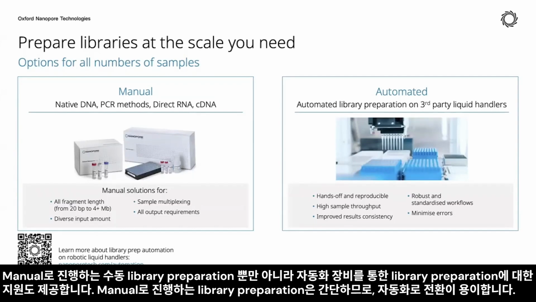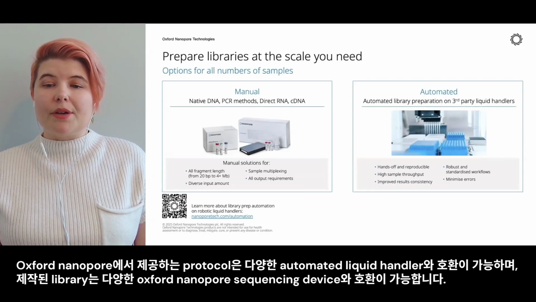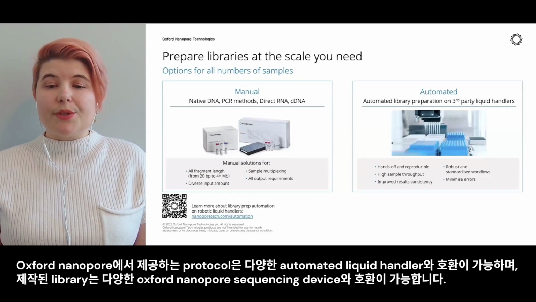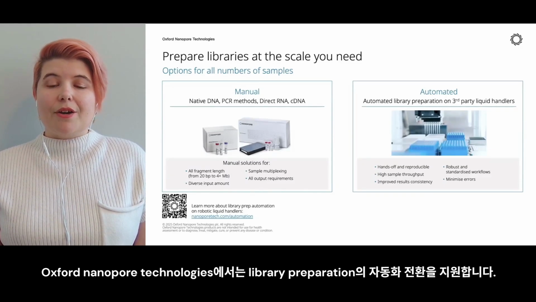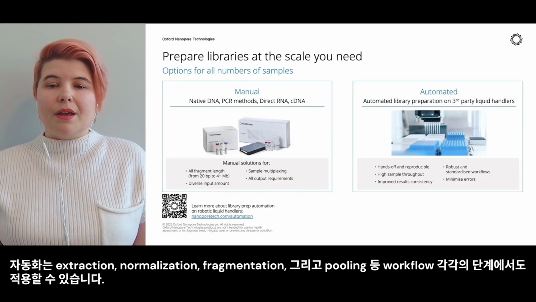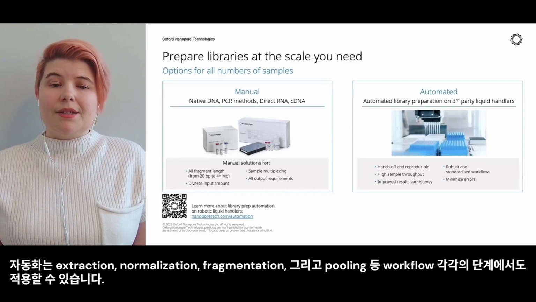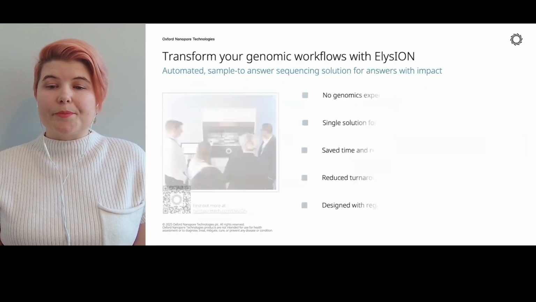Our manual library preparation is simple, making the transition to automation straightforward. Our protocols are compatible with a range of liquid handlers and include multiplexing options, with the resulting prepared libraries being compatible with our range of scalable sequencing devices. Our knowledgeable automation solutions team is available to assist with your transition into automation of library preparation. Incorporating automation can be beneficial for other steps in your workflow as well, such as extraction, normalization, fragmentation, and pooling.